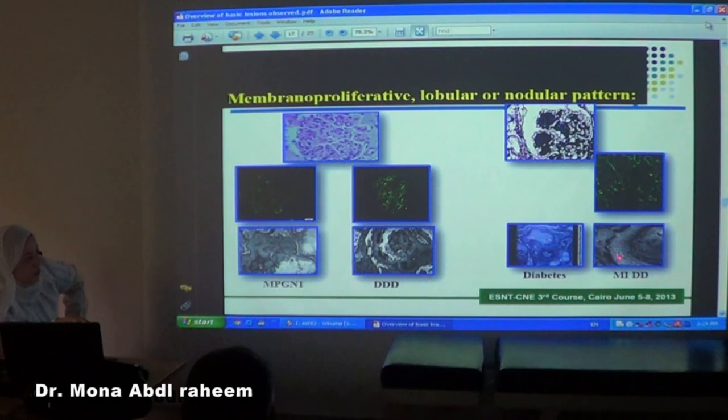This is a section in the tubular basement membrane. We see dense granular deposit at the tubular basement membrane. In diabetes, there is thickness of the basement membrane without deposit. And here, as we said before, dense deposit at the intramembranous site. And here is subendothelial deposit.